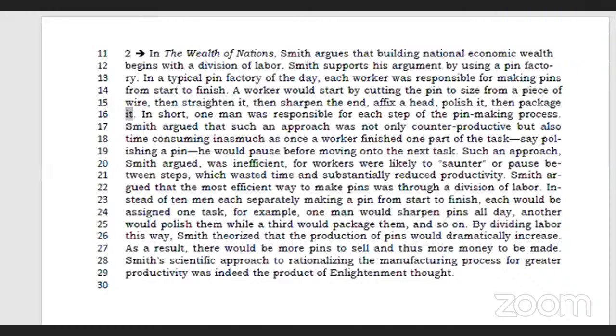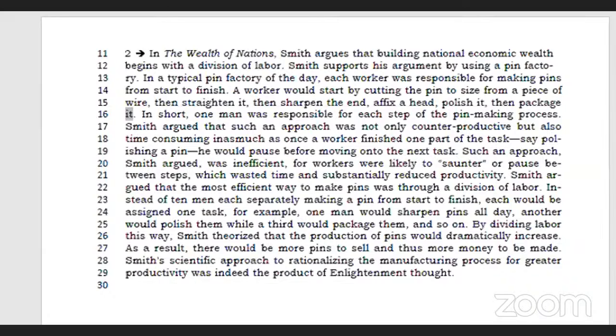In the Wealth of Nations, Smith argues that building national economic wealth begins with a division of labor. Smith supports his argument by using a pin factory. In a typical pin factory of the day, each worker was responsible for making pins from start to finish. A worker would start by cutting the pin to size from a piece of wire, then straighten it, then sharpen the end, affix the head, polish it, then package it. In short, one man was responsible for each step of the pin making process.